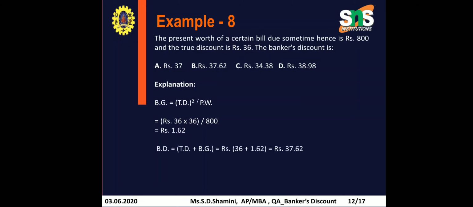And for the banker's discount, you have to add the true discount with the banker's gain. So true discount, which has been given as 36, and the banker's gain you have calculated as rupees 1.62. If you add these two, you will get rupees 37.62. So the correct answer for this particular problem is option B, rupees 37.62.